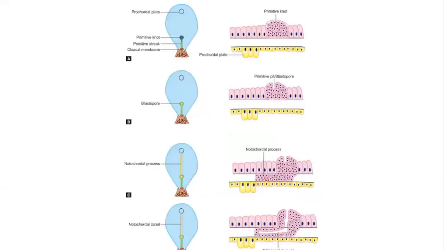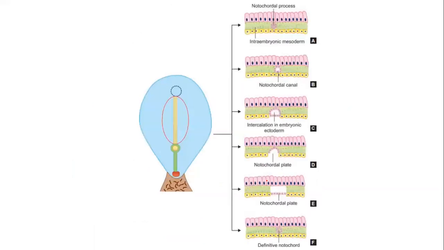Then we spoke about the notochord. In the notochord, you have to know the primitive node, primitive pit, notochordal process and the notochordal canal. Then there is going to be intercalation with the underlying layers. So it forms a notochordal plate which will flatten. Then it is filled by the mesodermal cells. Again, it forms a definitive notochord. So these were the events that we saw in the last class, right?